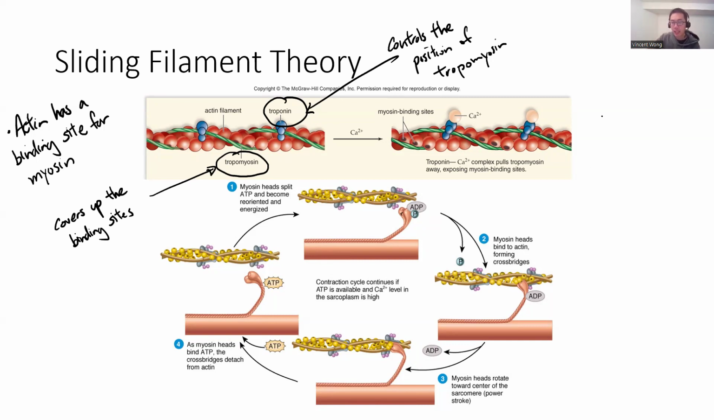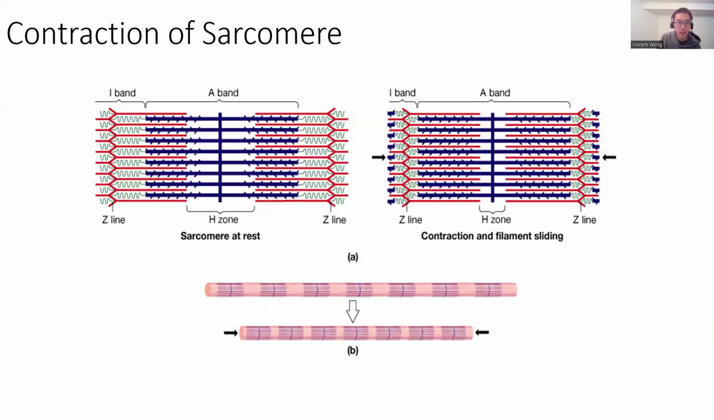Let me show you the next slide first so that you have a better understanding. Over here, this is a sarcomere, from one end. Never mind the A band, I band, Z line. I'm not going to test you on those things, but this whole thing is a sarcomere. The red are the actin, and the blue are the myosin, the thick and the thin.